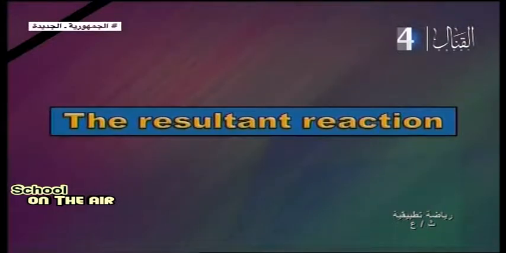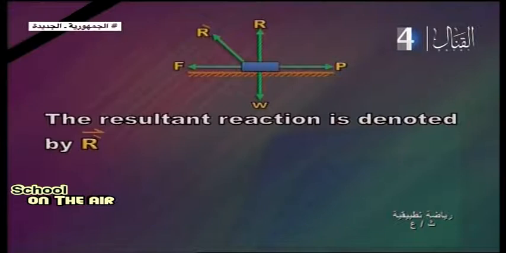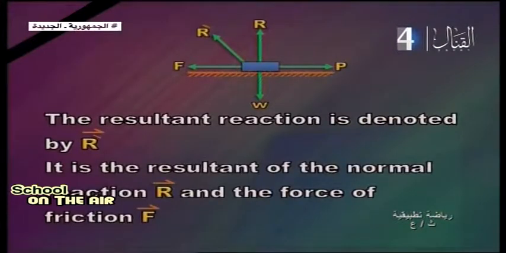Resultant reaction. Very important topic. Look at R dash, which is called the resultant reaction. It is the resultant of the normal reaction R and the force F. Look, R is perpendicular to F. R dash is the resultant reaction of the normal and the force F. What is the rule? R dash equals the square root of R squared plus F squared. Remember, what is the difference between R and R dash? R is the normal reaction, R dash is the resultant reaction.